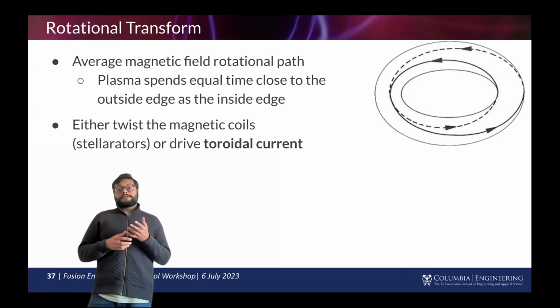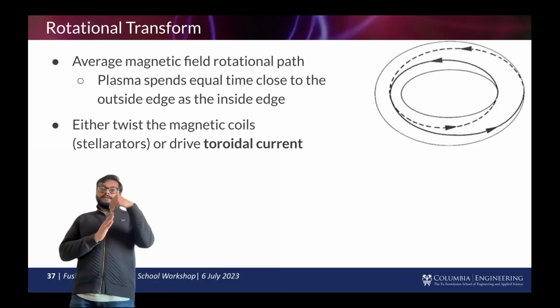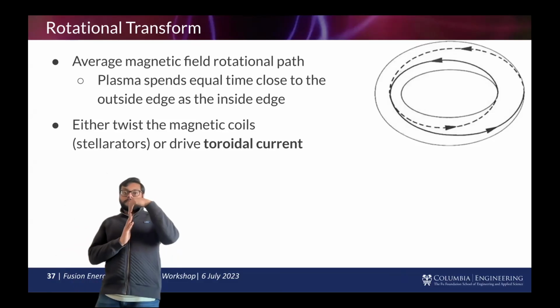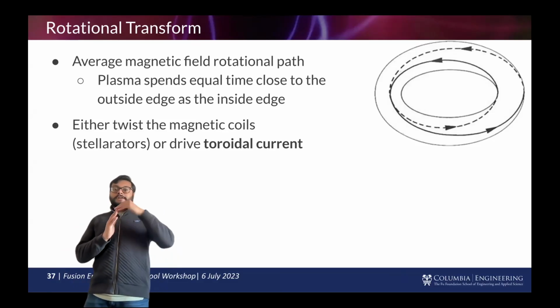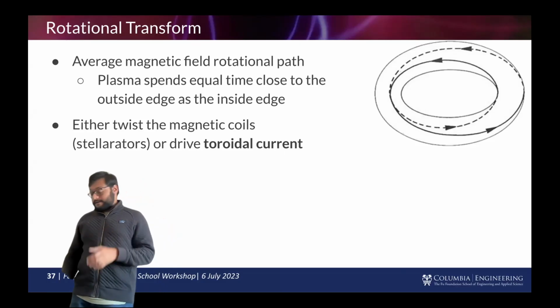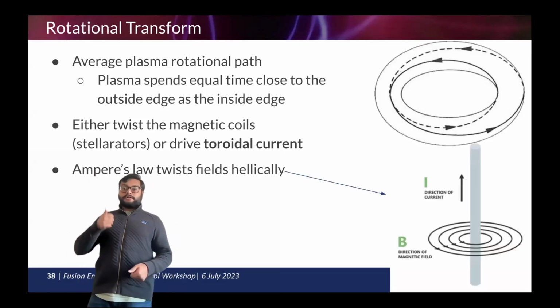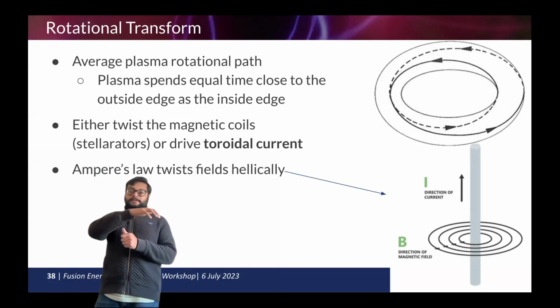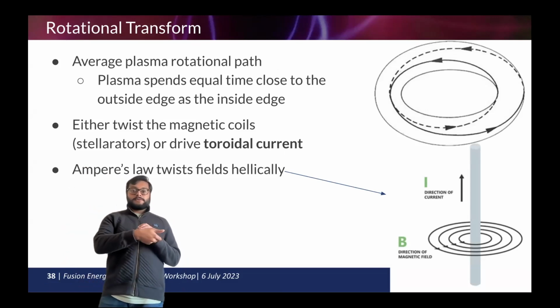The other way to generate this twist is by actually twisting these magnetic field coils themselves. So instead of having planar magnetic field coils, we now twist them to generate this twist in our magnetic field, and that device is called a stellarator. So this essentially shows that the current produces a magnetic field, and then that magnetic field, along with the toroidal magnetic field, creates this twisting magnetic field.